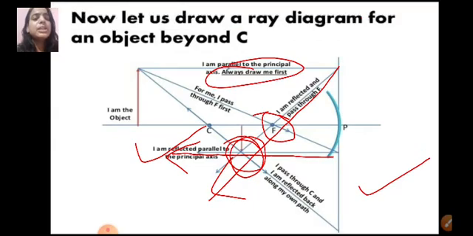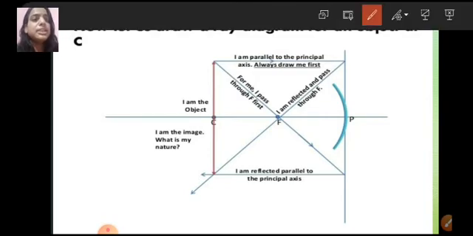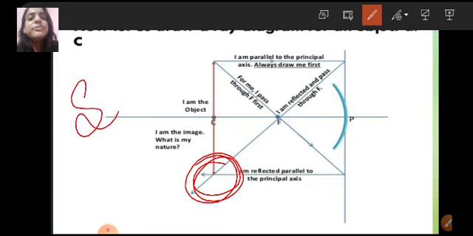So real, inverted and smaller than the object image is formed. Now let us draw a ray diagram for an object exactly at C, that is at center of curvature. So again the same rays will be drawn, and you can see that these rays are coming and meeting at C only. The reflected rays will be meeting at C only. So here the image of the object will of course be inverted, real, and the size will be the same.